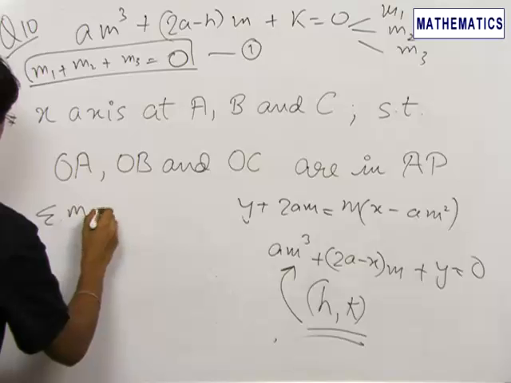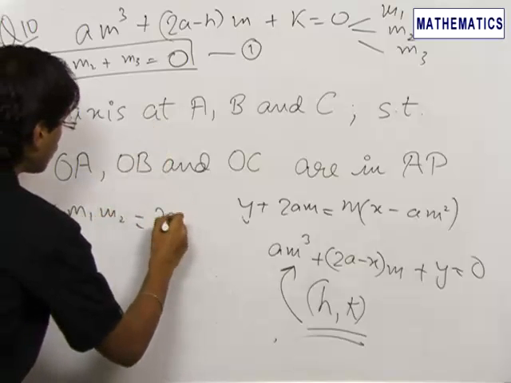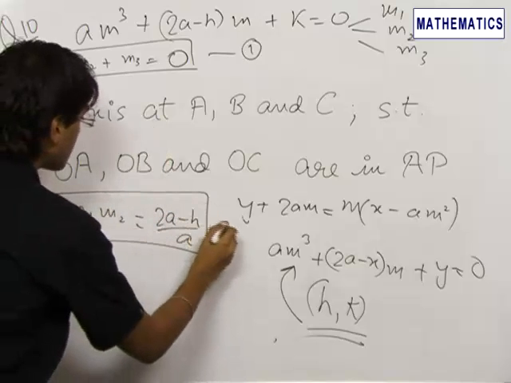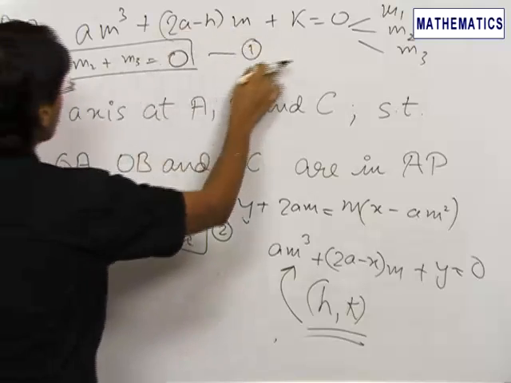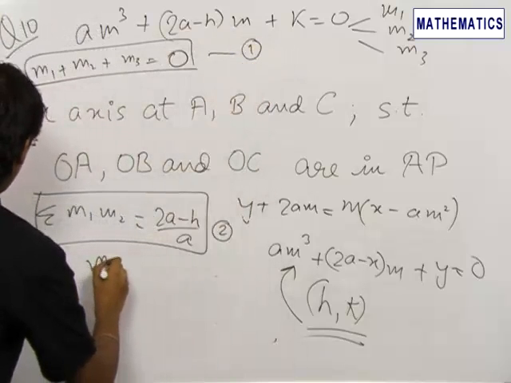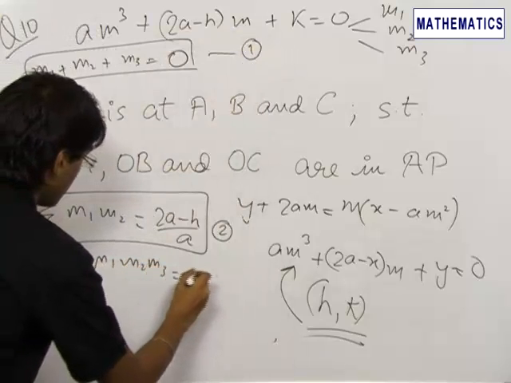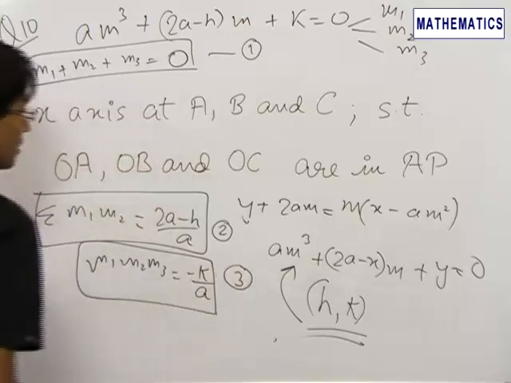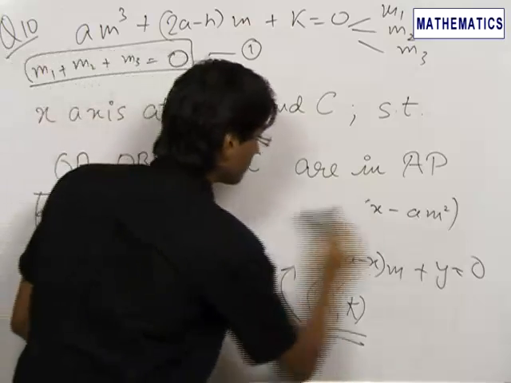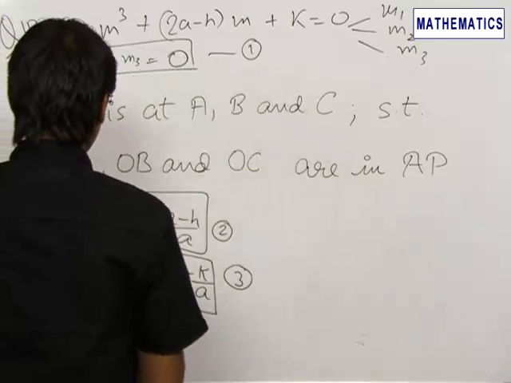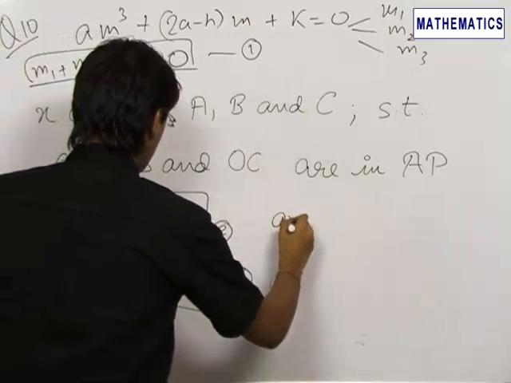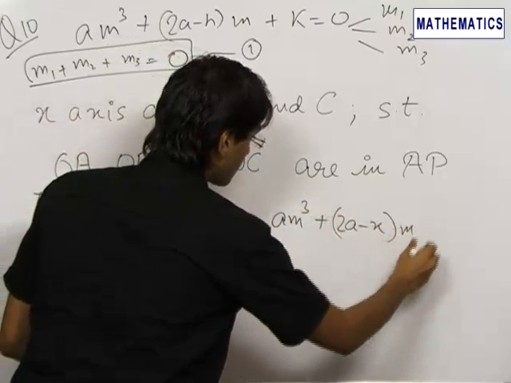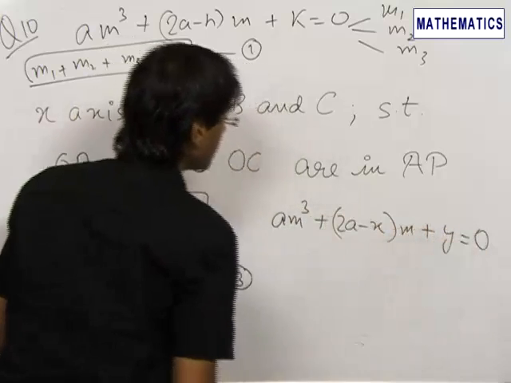Then sigma m1 m2 is equal to 2a minus h upon a. This is our second relation, and the product of roots taken all at a time, m1 m2 m3, is equal to minus k upon a. This is our third equation. Now the general equation of the normal was am cube plus 2a minus x times m plus y equals 0.